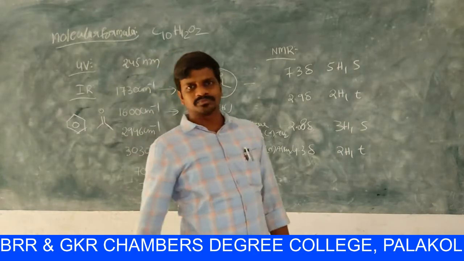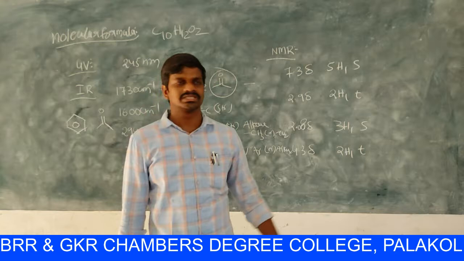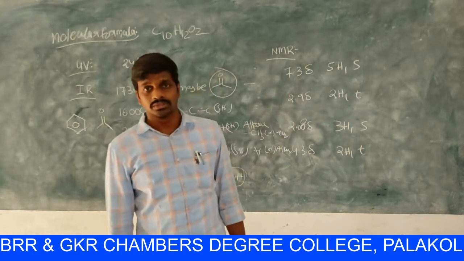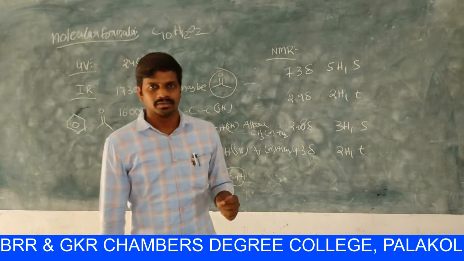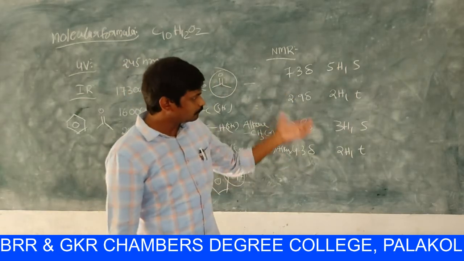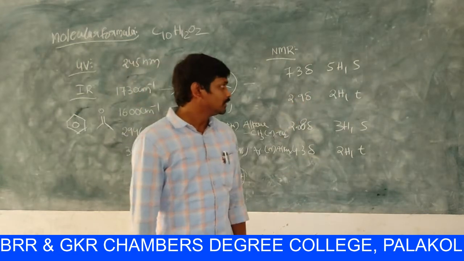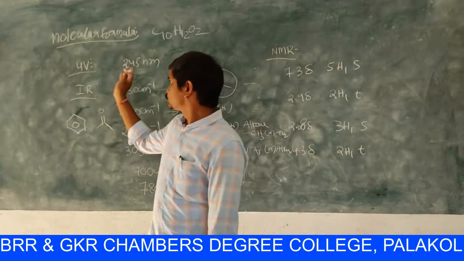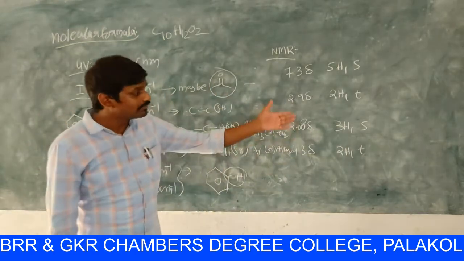So we are moving to the third spectral information. The third spectral information is NMR. NMR is a very important spectroscopy technique to determine the organic molecule structure. Here we have 4 NMR signals. That means the molecular formula contains 12 hydrogens, and the 12 hydrogens are present in 4 different environments.